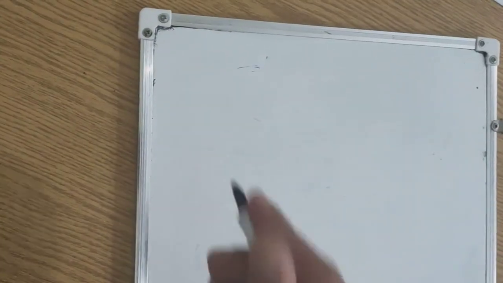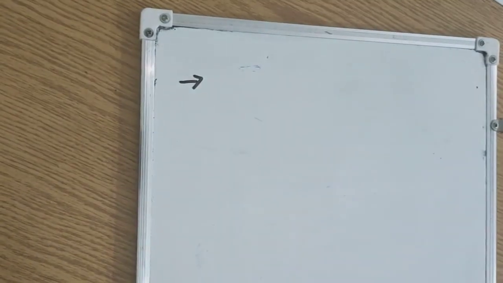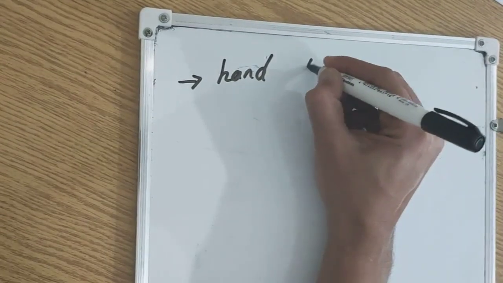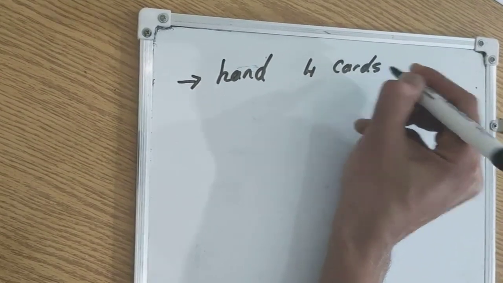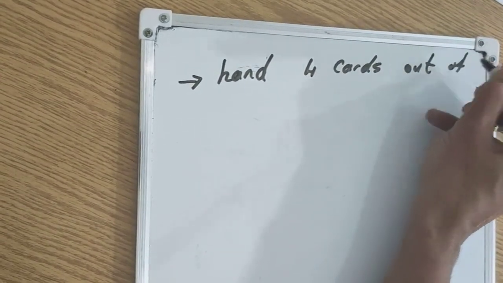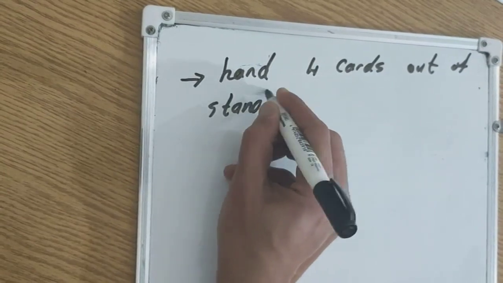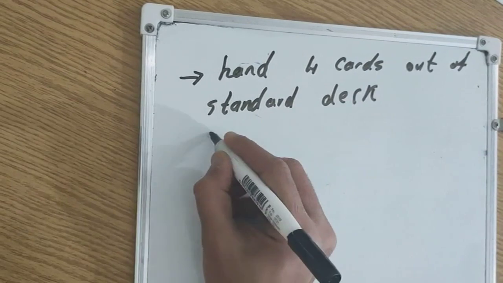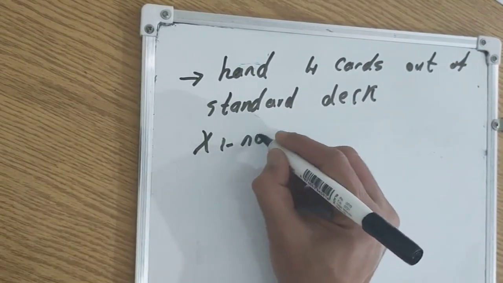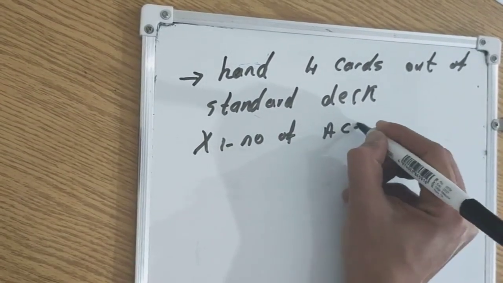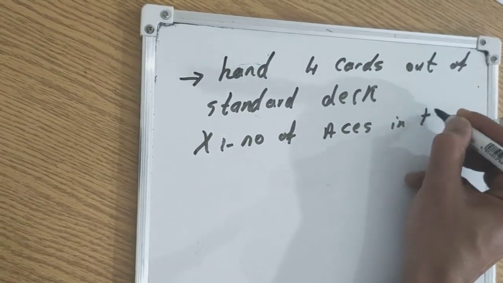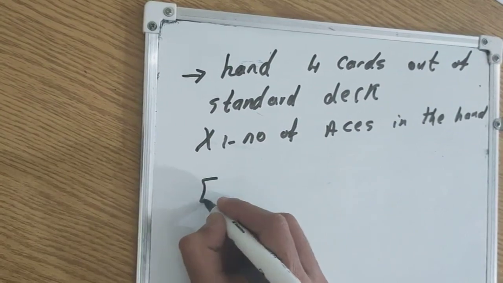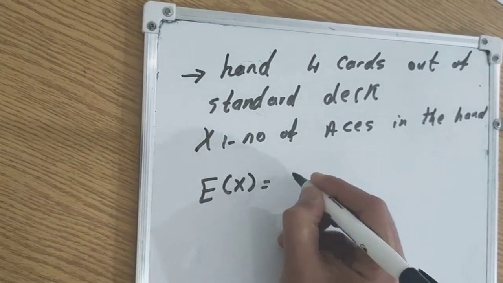Let's see another example. If you have a hand of 4 cards out of the standard deck, and let x be the number of aces in the hand, what is the expected value of x?